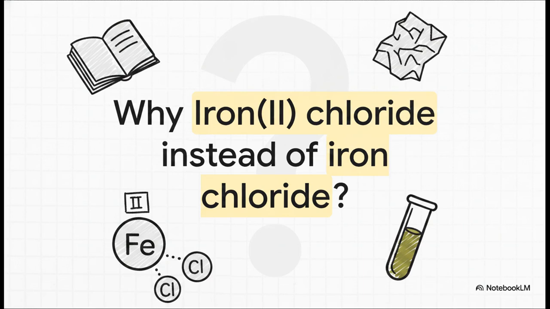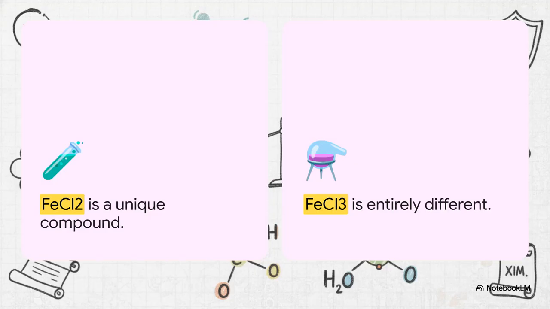So, let's start with a question you've probably asked yourself while staring at a past exam paper. Why is it called iron 2 chloride? Why can't we just call it iron chloride and call it a day? What is the actual point of that Roman numeral sitting right there in the middle of the name? Well, check this out. We've got two formulas here, FeCl2 and FeCl3. Both are made entirely of iron and chlorine, but they are completely different substances.